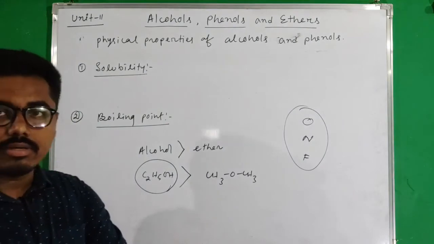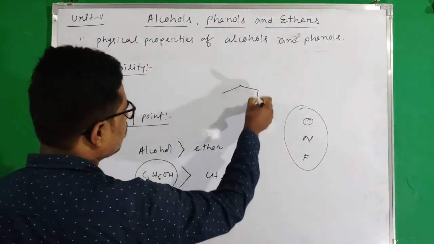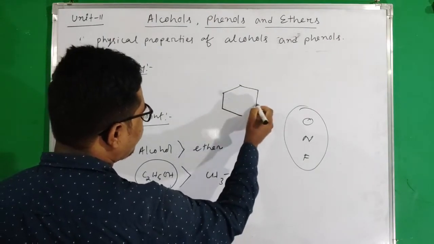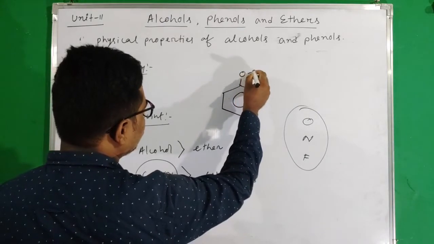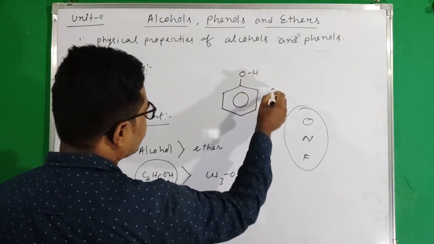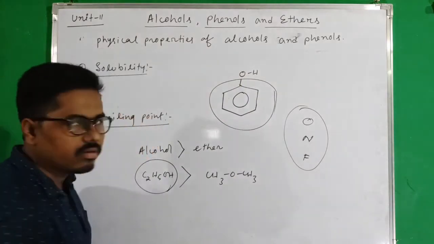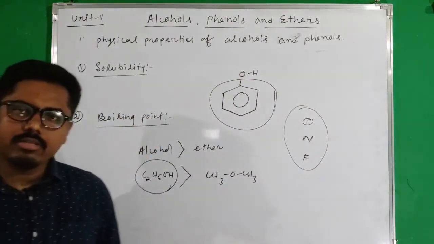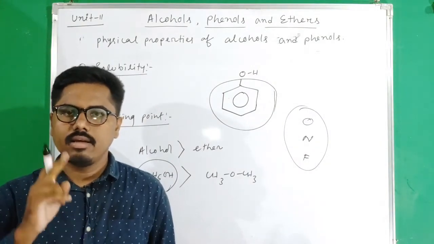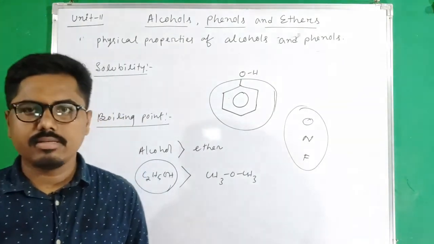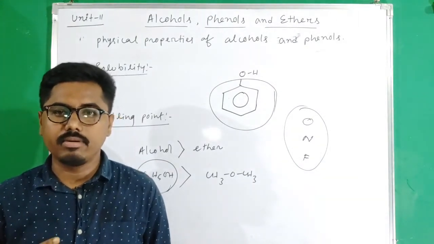Similarly phenol is also insoluble in water, because in phenol the size of the aromatic ring is very large, hence this ring will prevent formation of intermolecular hydrogen bonding with water. Therefore phenol is also insoluble in water. So we have discussed two important physical properties of alcohols and phenols which are very important.